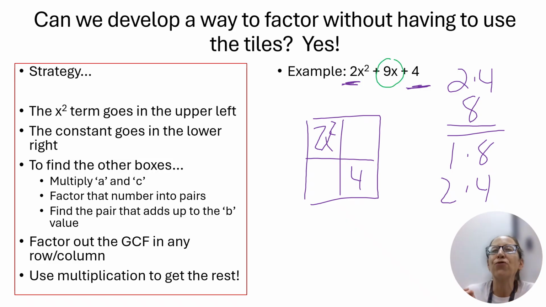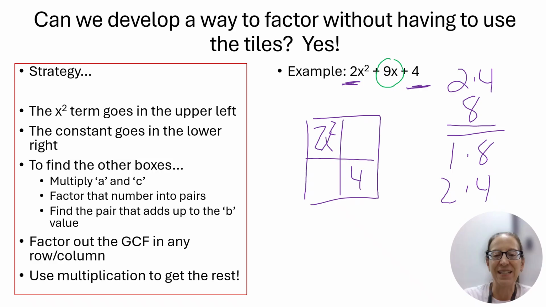Because remember, what we're trying to do is split up the x's. And the reason I multiply the a and the c together is because that's essentially how many, oh gosh, you know, I'm going to have to back up. It tells you how many layers of stuff you have on each side. So you have 2 of the x layers on one side and 4 on the other.